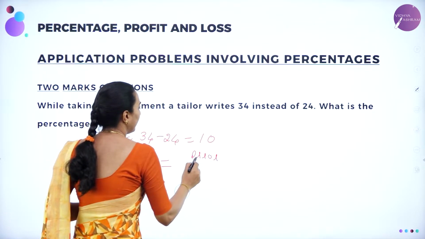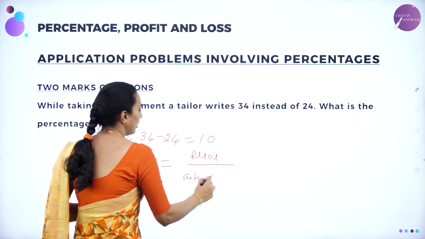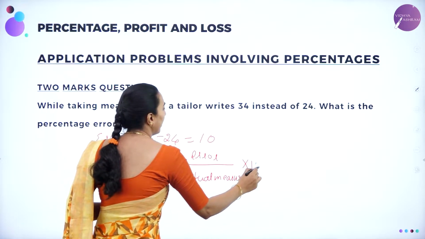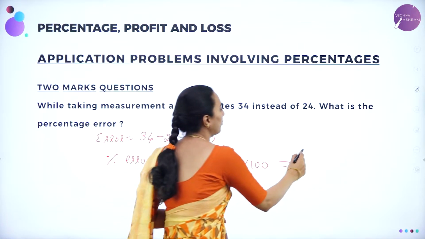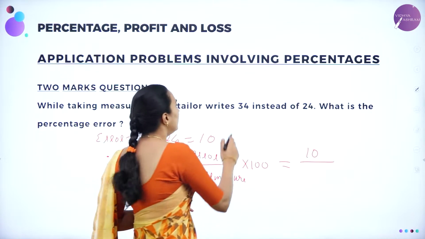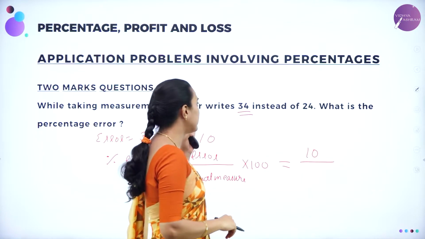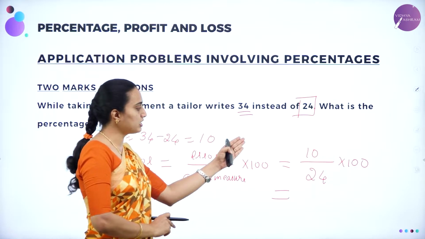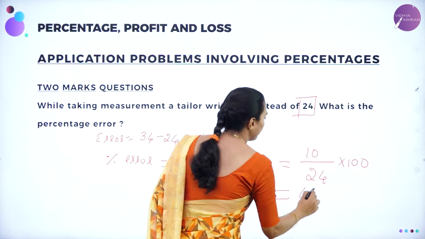Error divided by the actual measure, correct? Actual measure into percentage means you are going to multiply by 100. So the error is 34 minus 24, which is 10, divided by the actual measure. He needs to take 34 instead of 24, so the actual measure will be 24. For this, 10 divided by 24 into 100, the answer you are going to get is 41.66.